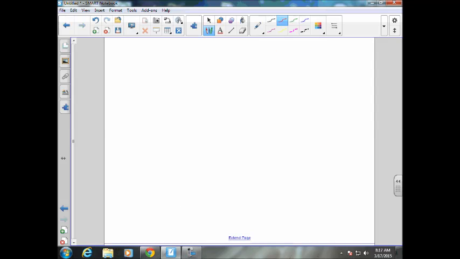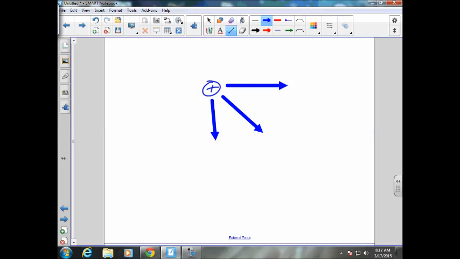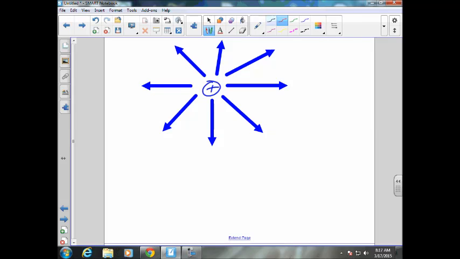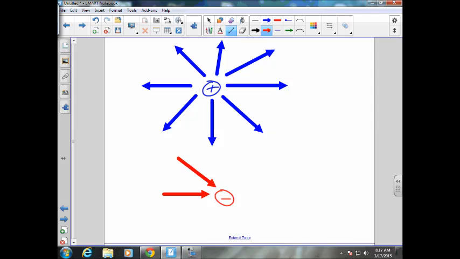If you have a positive charge, the electric field around a positive charge is always directed away from that positive charge. The electric field around a negative charge is always directed towards the negative charge.